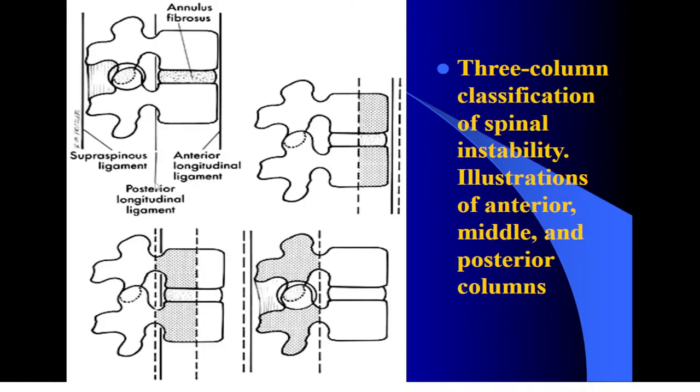And finally, the posterior supporting column: that is the facet joint in between the vertebrae. It is the ligamentum flavum, which is located in between the arches of the vertebrae. Then the spinous processes together with the interspinous ligament, and the transverse processes together with the intertransverse ligament. So all supporting elements, facet joints and ligaments, are located posterior to the posterior longitudinal ligament.